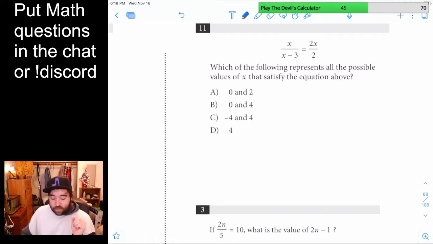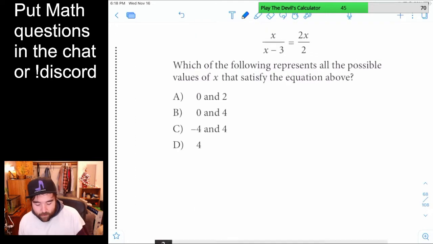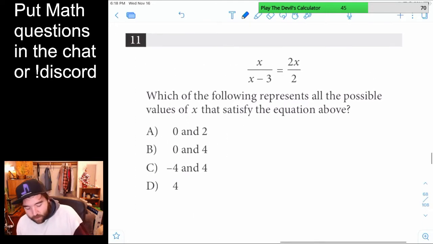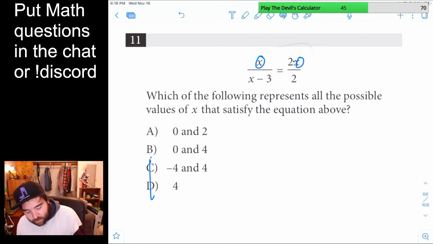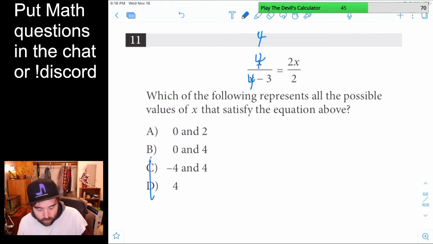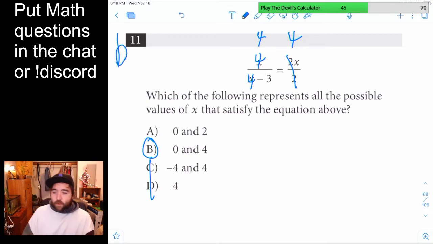Which of the following represents all possible values of x that satisfy the equation? Well, yeah, I would plug in. So I would say, first off, 0. Does 0 work? Yeah, 0 definitely works, because 0 divided by anything is 0. So we know that 0 needs to be in there. And now it's just deciding between 2 and 4. And I would try 4 first, just looking at all the answer choices. Let's see what happens when we plug in 4. Well, on this side, we just get 4 over 1. On this side, the 2's just cancel anyway, so that's just 4. So 4 definitely works, so it has to be 0 and 4.